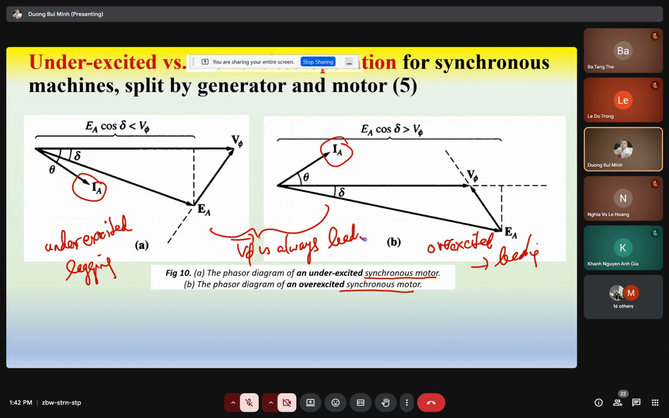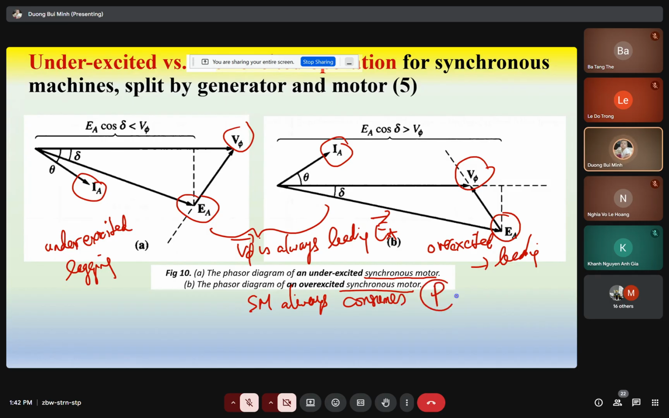So for this case, look at, okay, for all of them, V phase is always leading EA, right? EA here, V phase here. So V phase is leading EA. Okay, so that means synchronous motors always consume P. Okay, because P flows from V phase to EA, you know, yeah.